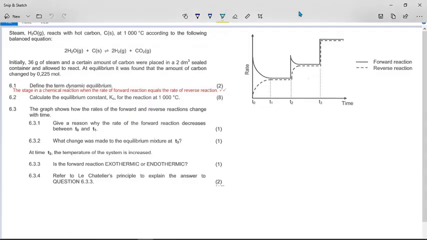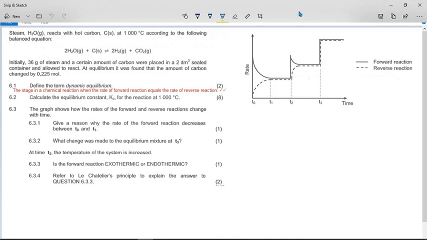Okay, this is the September 2021 chemistry paper. It is also the November 2022 alternate paper, and this is question 6, the equilibrium question. It says steam, which is H2O in the gaseous state, gaseous water, reacts with hot carbon, carbon solid, at 1000 degrees according to the following balanced equation. 2 water plus carbon goes reversibly to 2 hydrogen plus carbon dioxide.